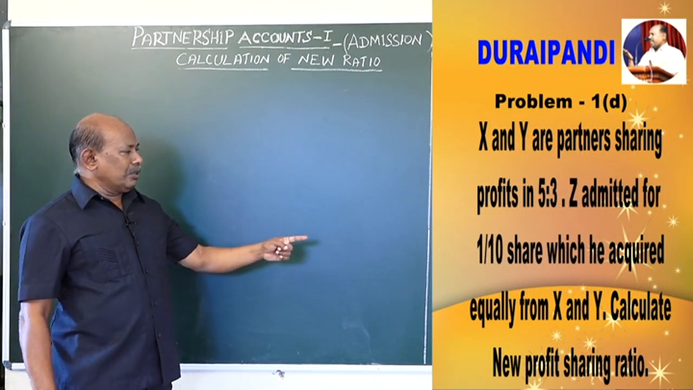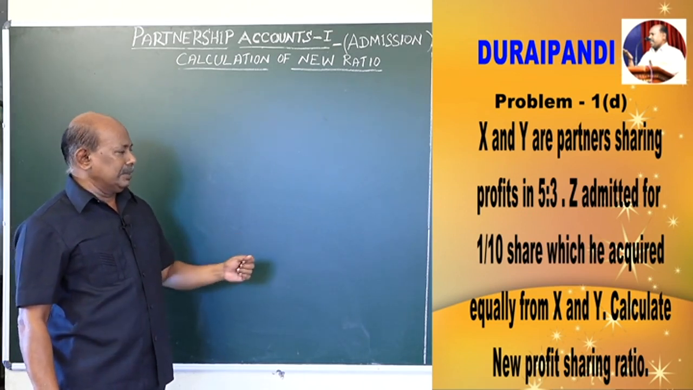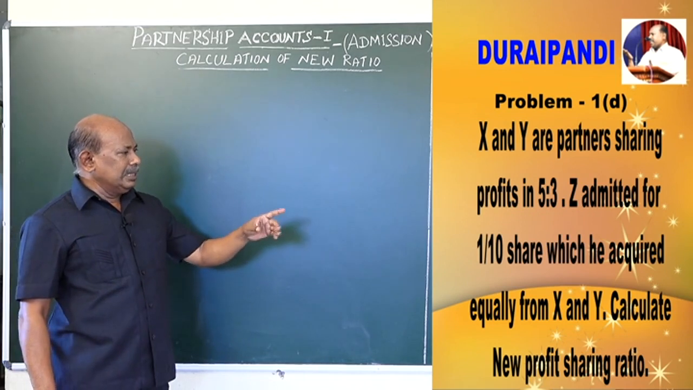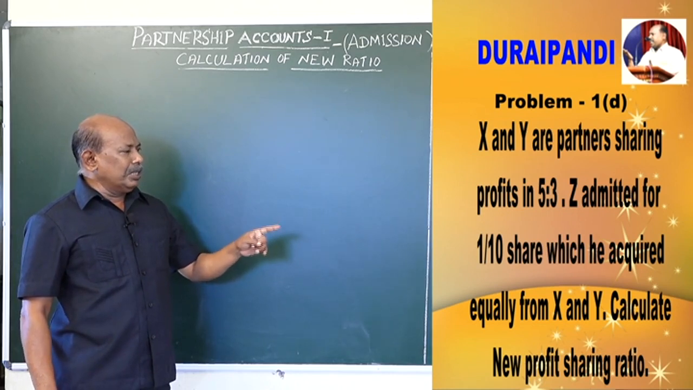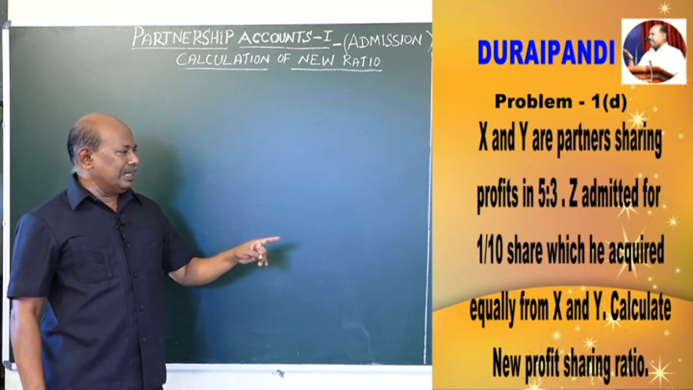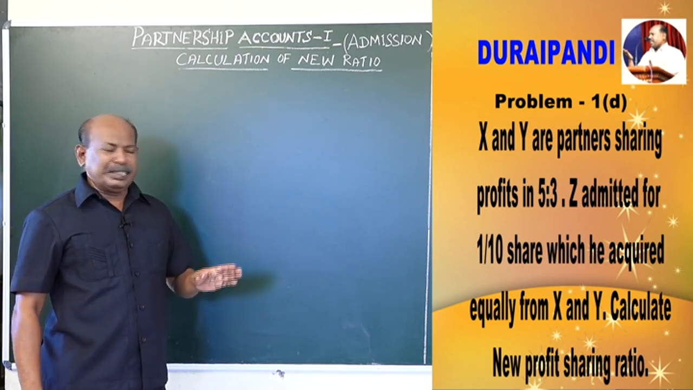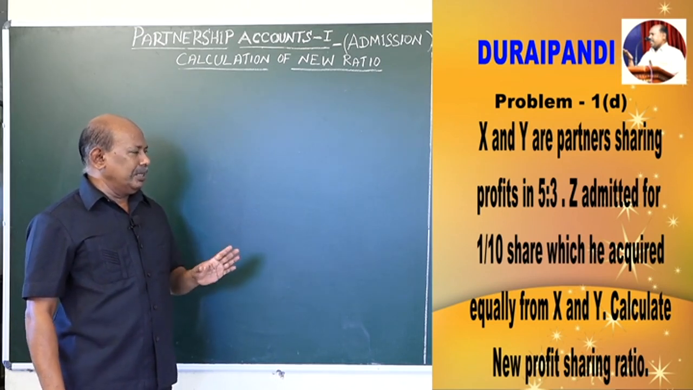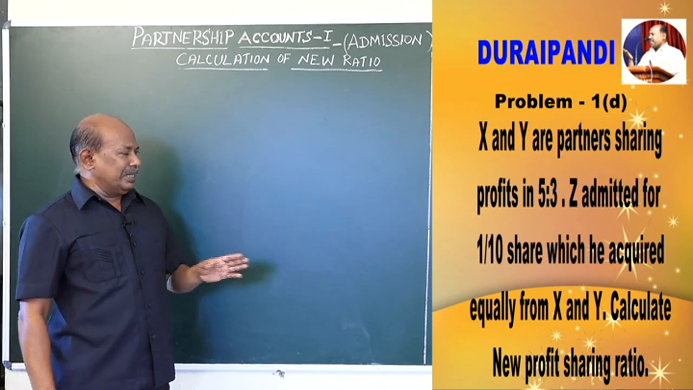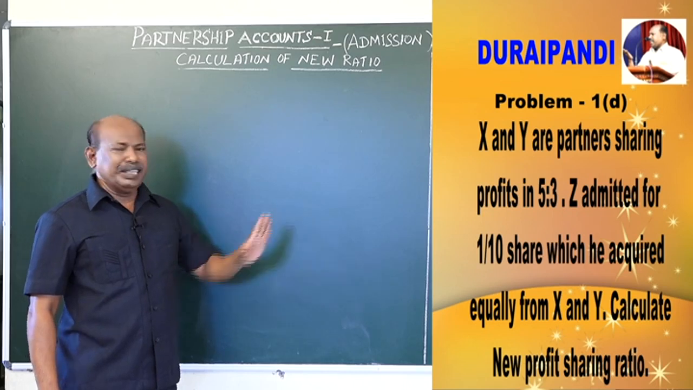Next problem, we have to calculate the new profit sharing ratio among the partners. X and Y are partners sharing profit in the ratio of 5:3. Z admitted for 1/10 share which he acquired equally from X and Y. Here Z was admitted for 1/10 share of profit, which was acquired from X and Y equally. Now we have to calculate the new profit sharing ratio among the partners X, Y and Z.